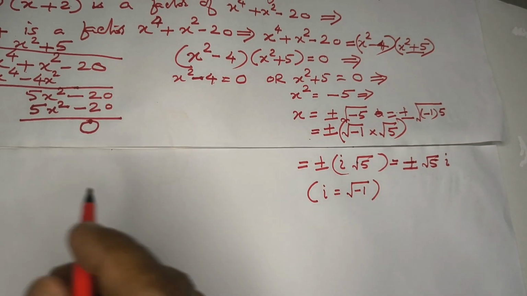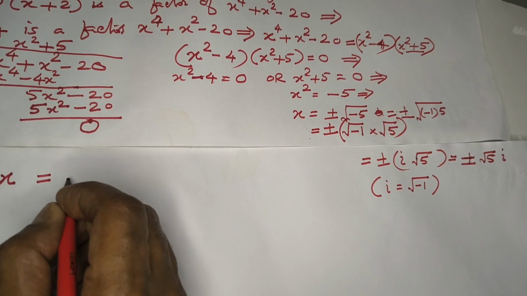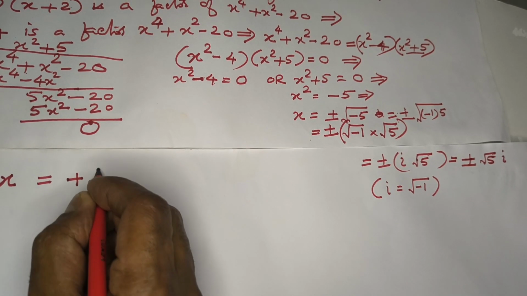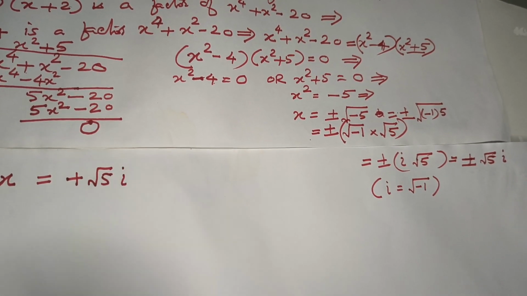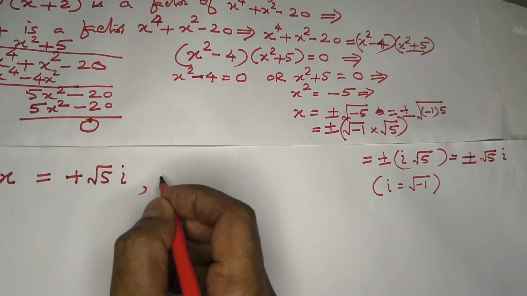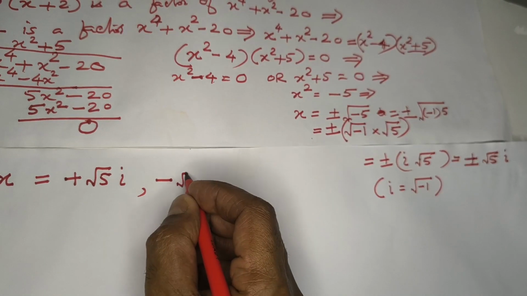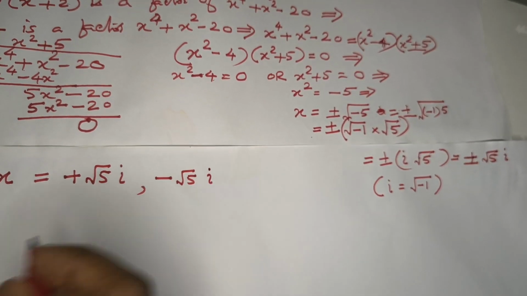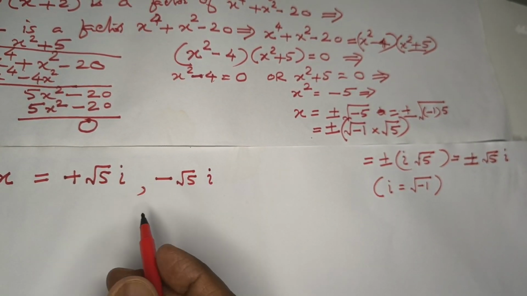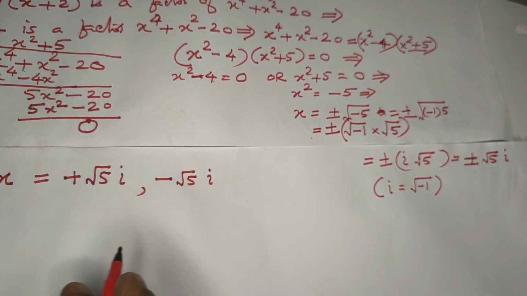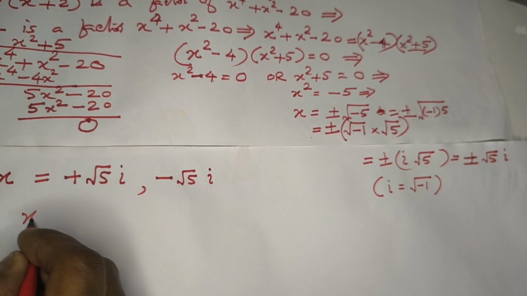Let me rewrite the roots. This is equal to plus root 5I, and again x equal to, putting the minus sign, minus root 5I. So these are the other two roots. So totally there are 4 roots. List out all the roots.